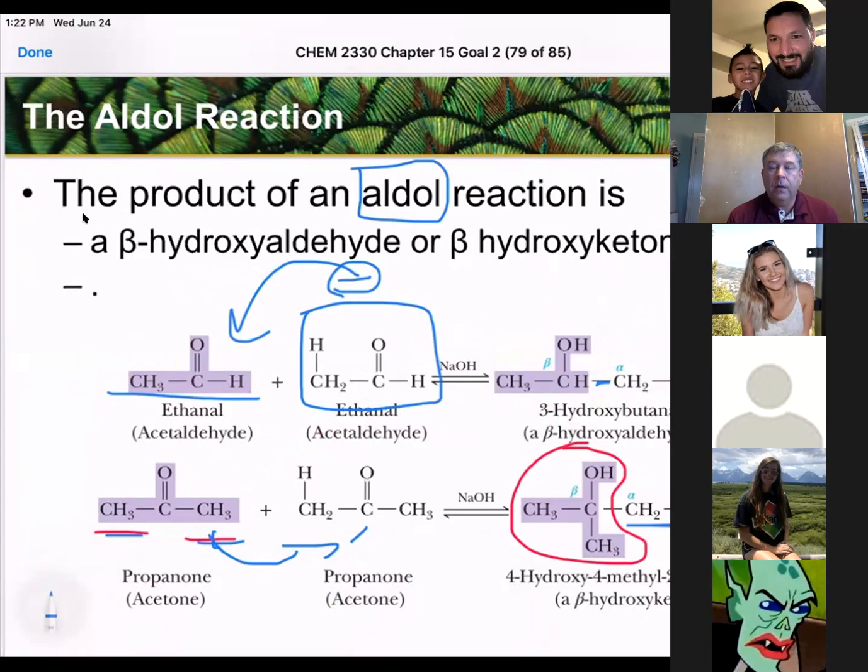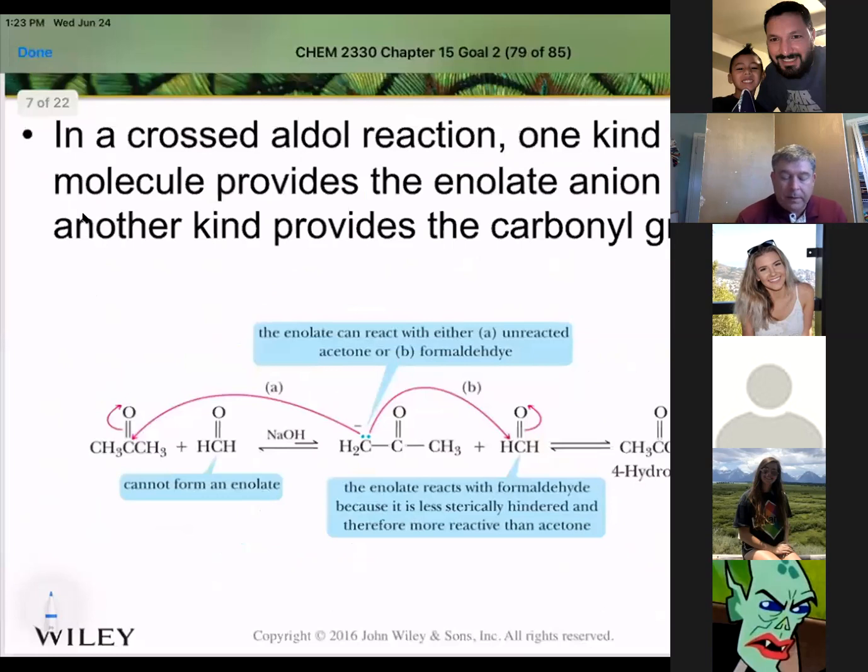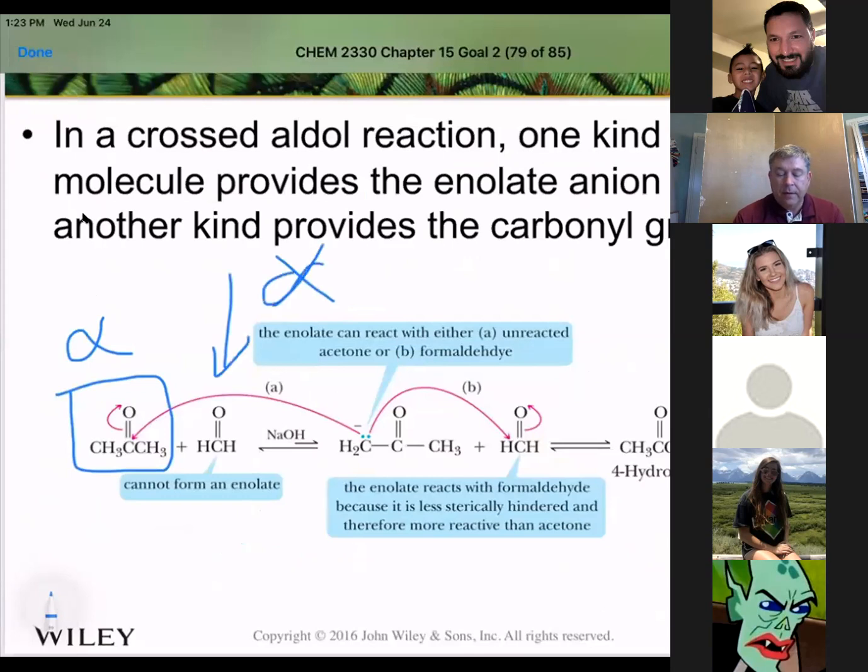What if you wanted to be very specific about your reaction? The way to do that is what we call a crossed aldol reaction. In a crossed aldol reaction, we have something that has alpha hydrogens, and we have something that doesn't have alpha hydrogens. Notice this species here has a carbonyl, but no alpha hydrogens. Okay. What that means is we can only form our enolate from this thing.